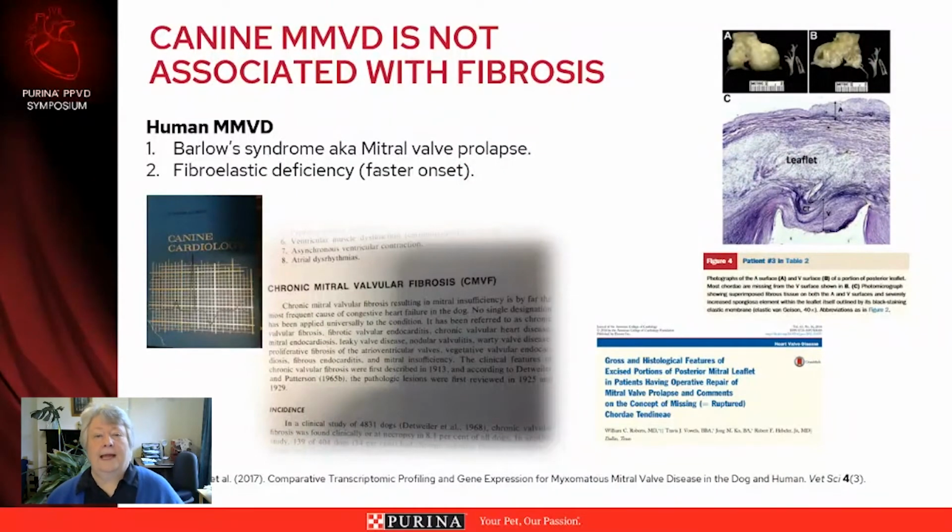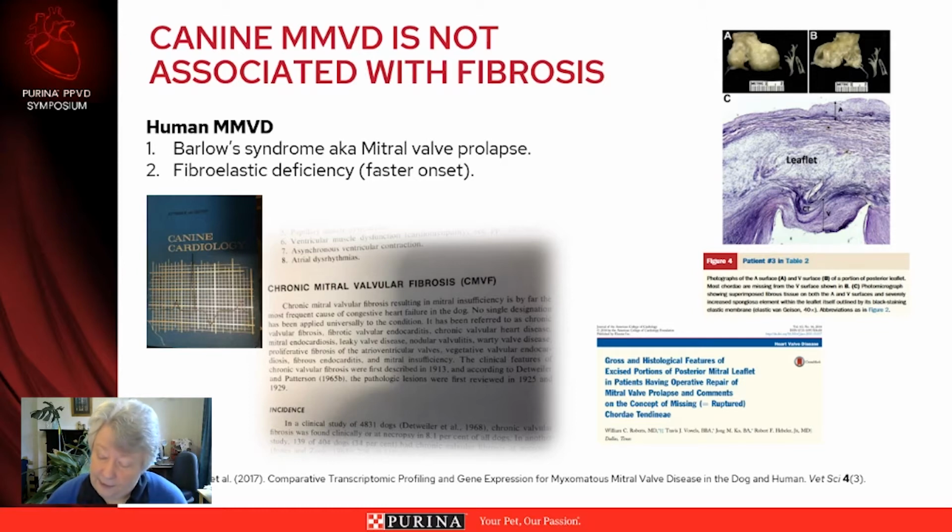One thing that the canine myxomatous degenerative valve does not show is a lot of fibrosis. As you see, there are normal accumulations of collagen in a normal valve, but there isn't a surplus of fibrosis. And this is despite the old names of valvular fibrosis, or the Ettinger and Suter book, which is the Bible from the 1970s. I still have a copy, but in that book it was called chronic mitral valvular fibrosis. But as you see from the histology, we really don't have this surplus of fibrous tissue.